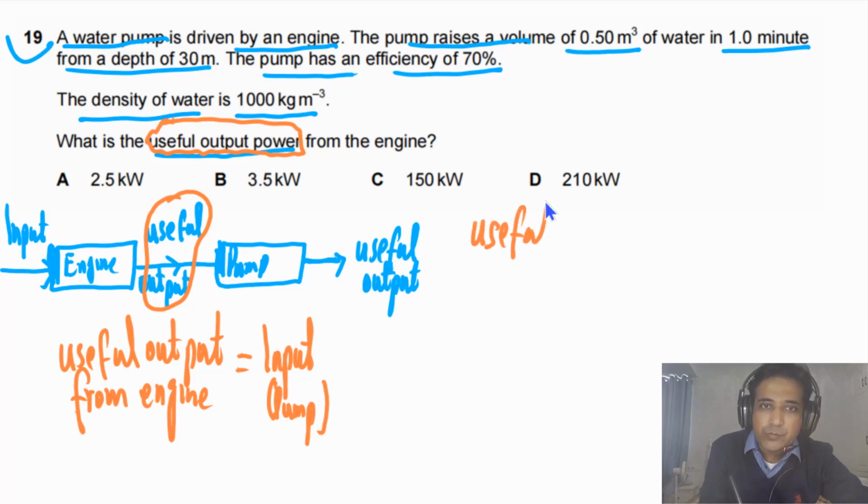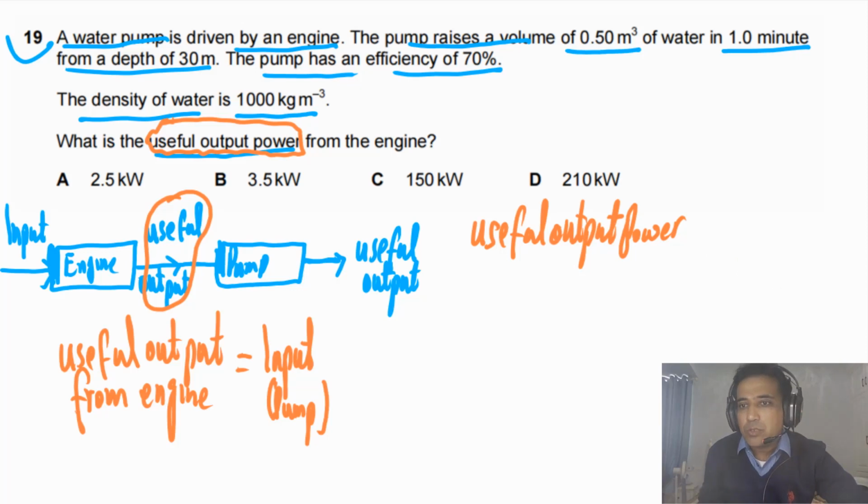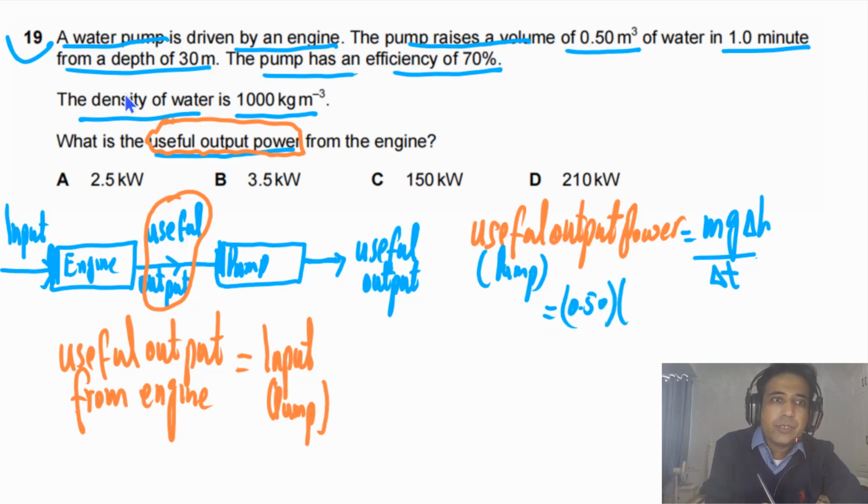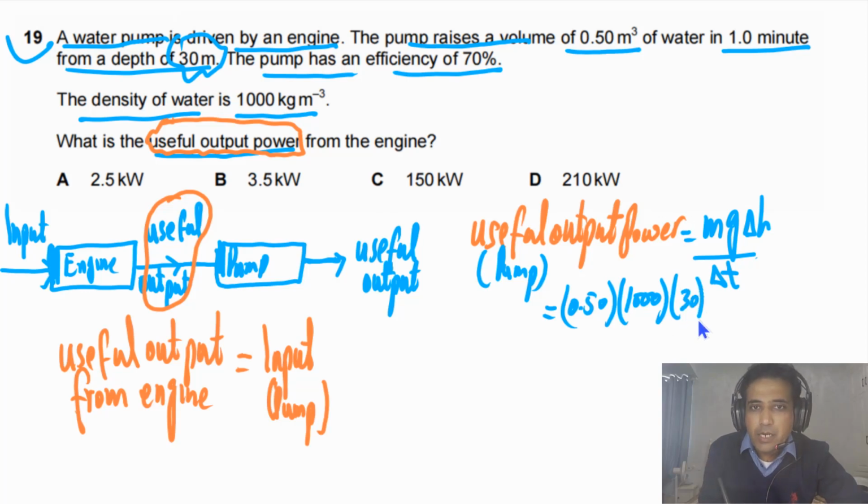So we can write down the useful output power for the pump, and that will be equal to mgΔh divided by Δt. In this case, mass is equal to the volume times density. So we have volume equal to 0.50, and the density of water is 1000, and the depth is 30 meters, which means this is the height, and the time is 1 minute, which means 60 seconds. Mass is equal to density times volume, a very basic concept.